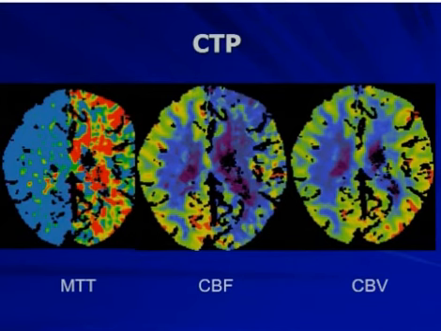Here we see, in the image on the left, the mean transit time, which correlates with how long it is taking the blood to get to the brain. CBF is cerebral blood flow, and that also correlates with how long it takes blood to get to the brain. CBV is cerebral blood volume, and that is your kind of homeostatic image. So this is brain. What is the difference between the CBF and the CBV?